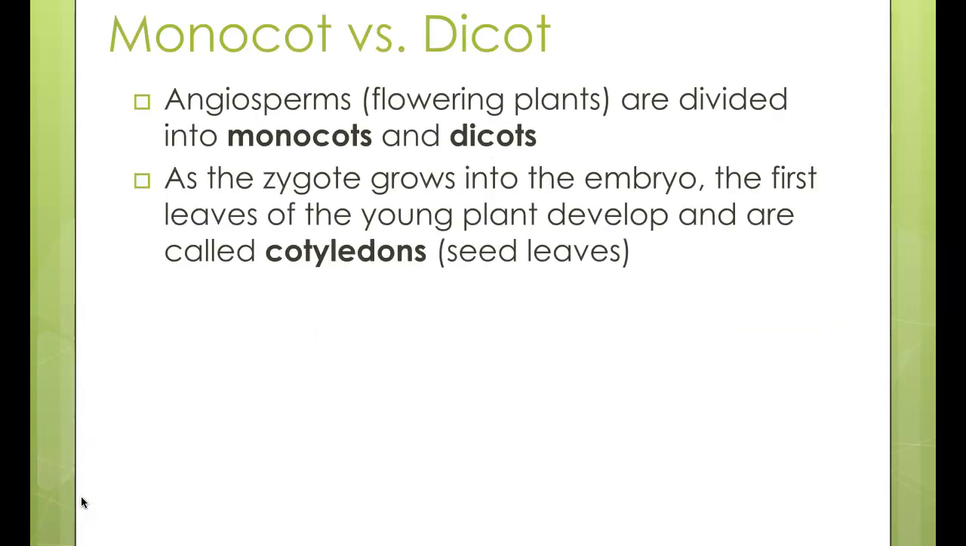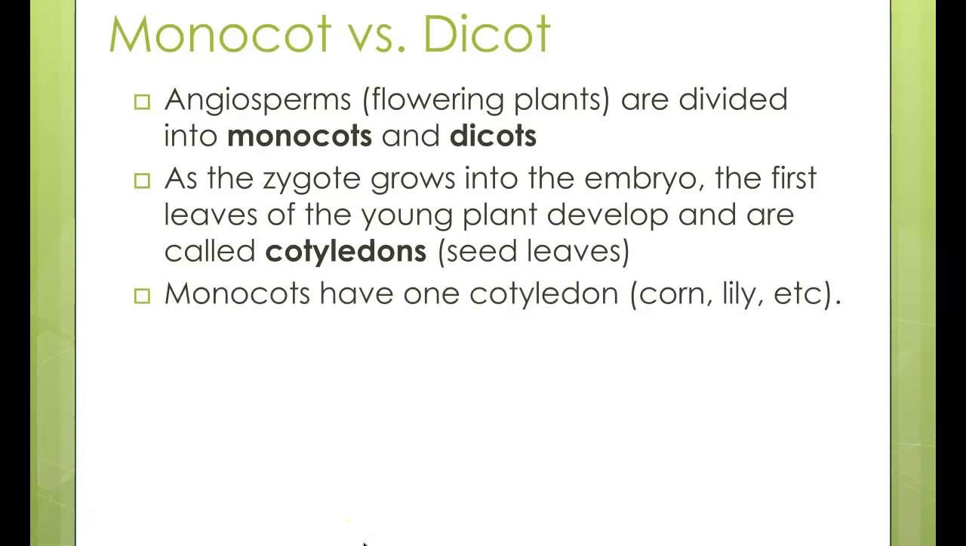So if you look, the angiosperms, the one that we're going to worry about in particular, is the flowering plants. They're divided into the monocots and dicots. So it does say as the zygote grows in the embryo, the first leaves of the young plant develop and are called cotyledons. So this is, thinking about the seed that comes from whether you've opened a bean seed before or something like that. You've seen a seed somewhere in your life. As they grow and develop, those are the leaves basically that come out of the plant, and we'll do some seed dissection too, so you can kind of better see what we're talking about.